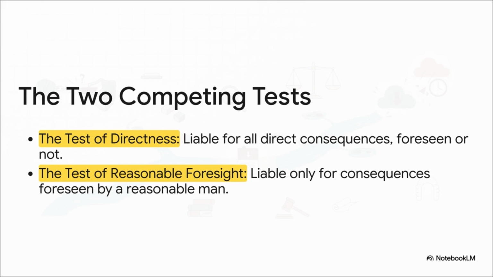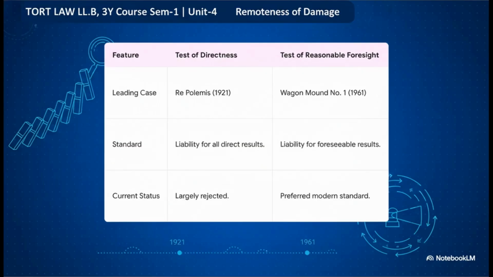The second, which is the modern standard, is the Test of Reasonable Foresight. Here, liability is imposed only if the consequences could have been foreseen by a reasonable man. This table illustrates the evolution of legal thought. The test of directness established in the case of Polemis holds a defendant liable for all direct results. This standard is now largely rejected. In its place, the preferred modern standard is the test of reasonable foresight, which originated from the Wagon Mound No. 1 case and ties liability to foreseeable results.